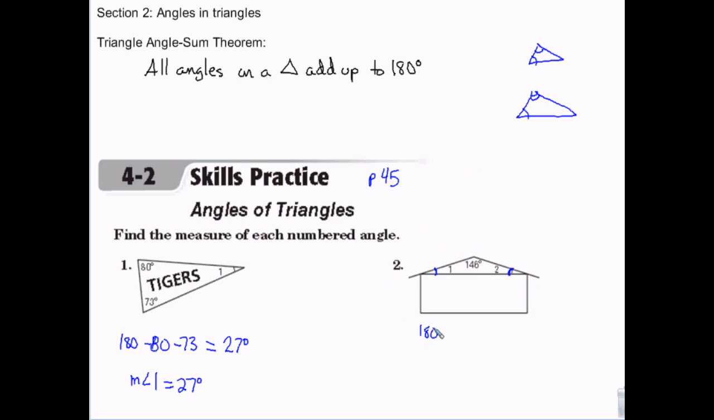So I'm going to take 180 and I'm going to subtract 146. So 180 minus 140 is 40, minus 6 is 34. And so these two angles together have to equal 34. So I'm going to divide by 2. So they're 17 degrees.